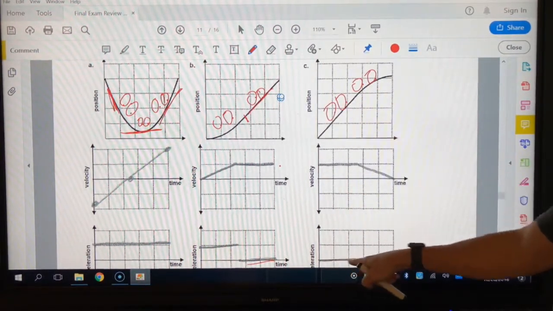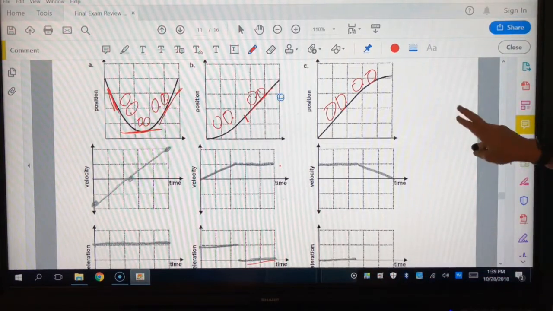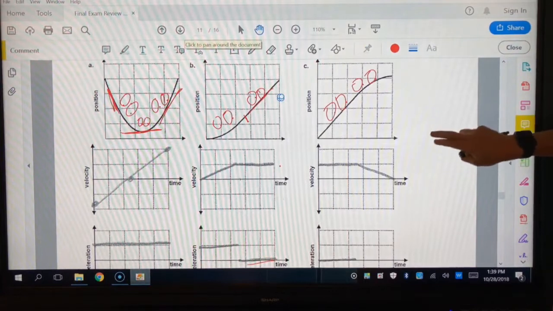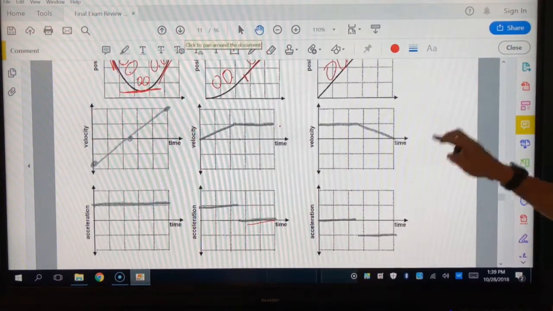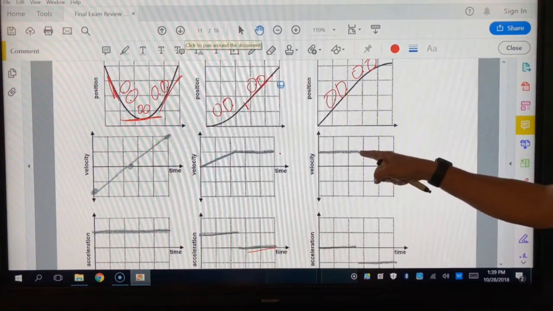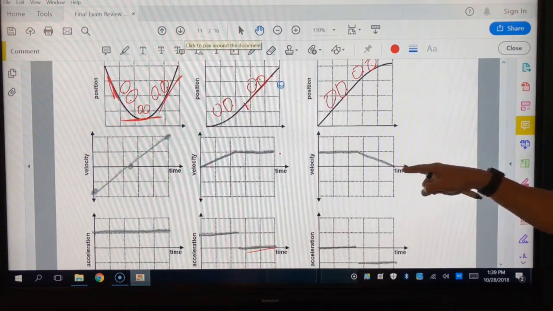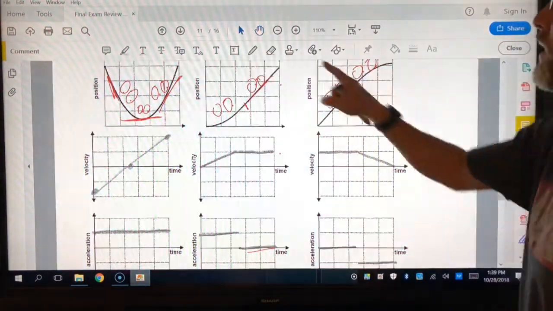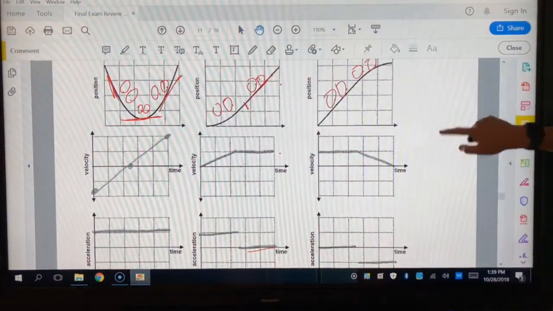So this one has 0 acceleration, and then it ends up having a negative acceleration at the end. And so we have a positive velocity, and then we have a velocity that is decreasing, and hence the negative that you see there. Alrighty, let's move on to the next part.